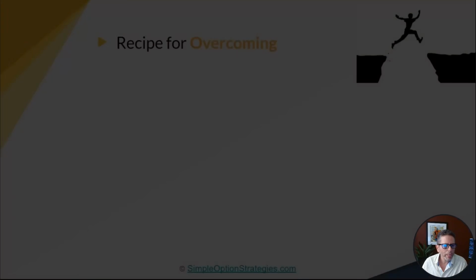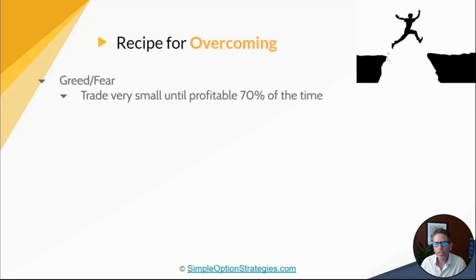What's the recipe to overcoming greed and fear? Number one thing, trade small. Trade small until you're profitable 70% of the time, all right? And that will help you learn your craft, right? So in any type of career or trade or anything that you do, you want to become proficient, and becoming proficient means that you're trading enough to develop those habits and to trade consistently profitable. And that happens over time. It doesn't happen overnight.